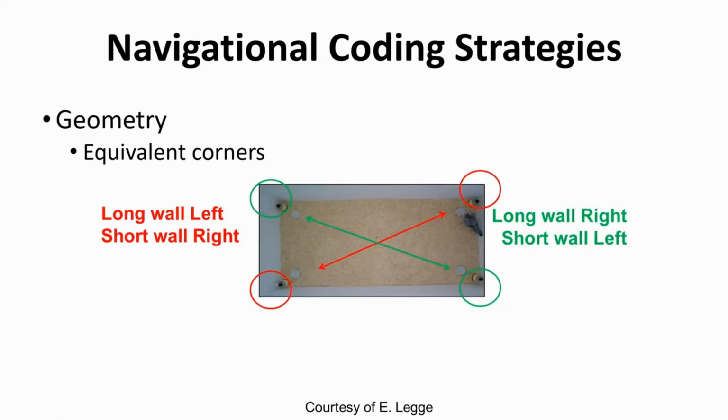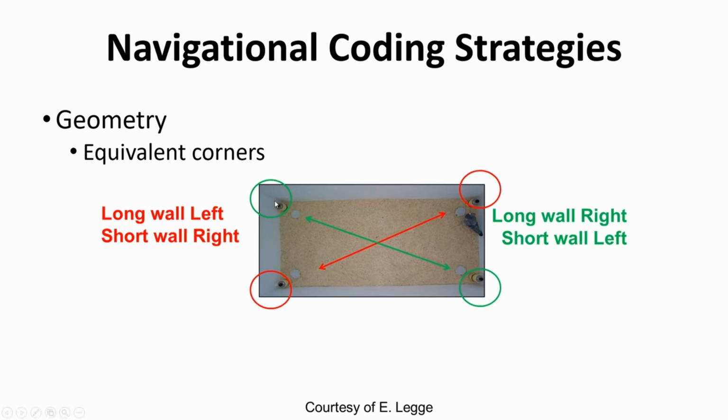Our next kind of navigational coding strategy that we can use is geometry. And so with geometry, you're using the shape of the room or the enclosure that you're in to locate a goal. So in this instance, we have two different types of corners in this rectangular room. If we're using geometry, we're just going to be using the angle of the corners and the lengths of the wall, basically the shape of that room, in order to determine where to look.